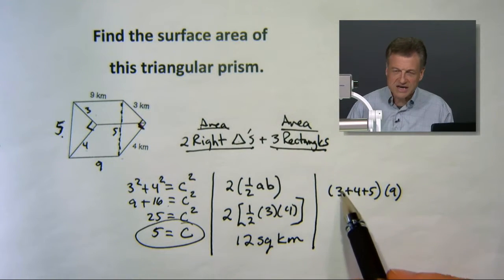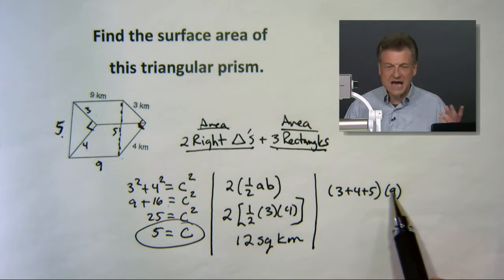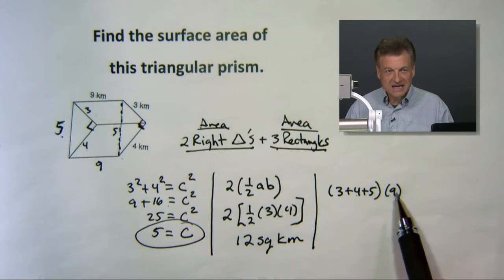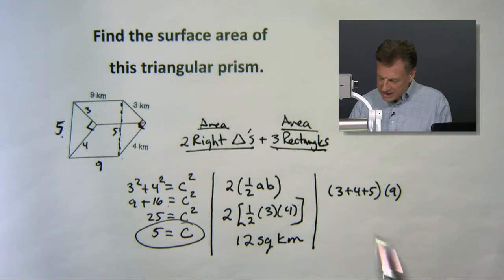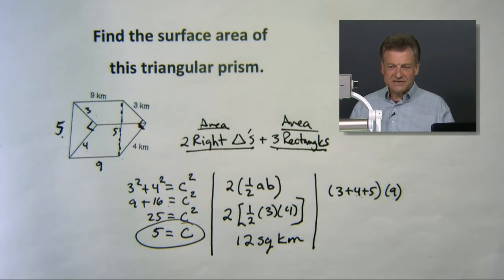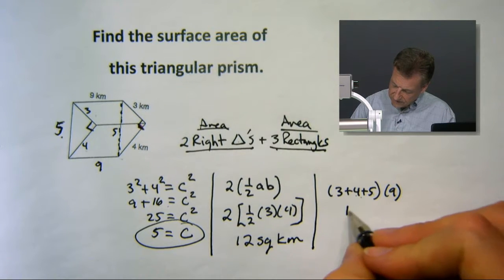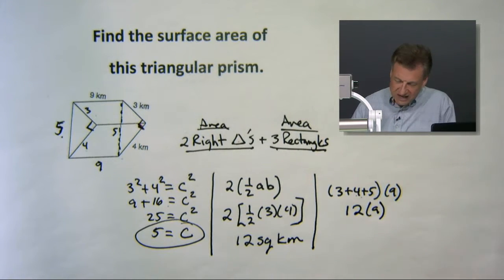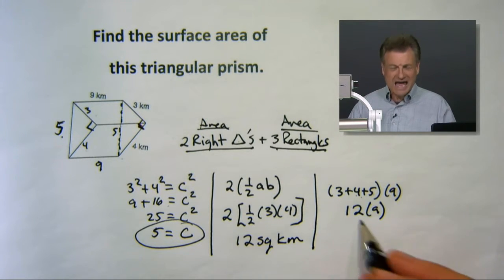By the way, the rectangles, if we separated them, 3 times 9, 4 times 9, 5 times 9. Guess what? It's the same thing as saying 3 plus 4 plus 5. And what does that give us? That gives us a big 12, right? Big 12 there. Times 9, which I think that's probably just 9 dozen, all right?